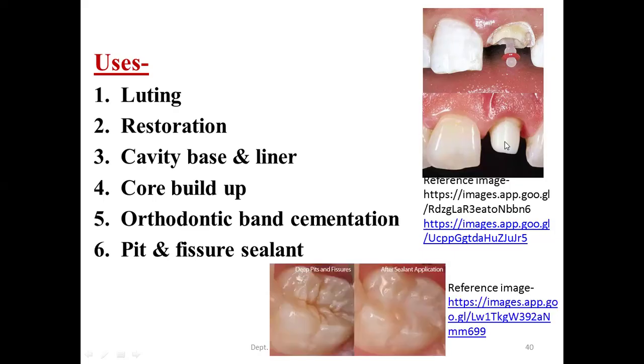Then orthodontic band cementation and the pit and fissure sealant. Here, when I described type 9 in the first part, I told you that the fissures in some patients are very deep, and food lodgement occurs, which is prone to caries. So these become sealed with this pit and fissure type of GIC cement. So it's sealed, and that's why it becomes self-cleansing, and no food lodgement occurs in such fissures. So pit and fissure sealant is also one of the indications of the glass ionomer cement.